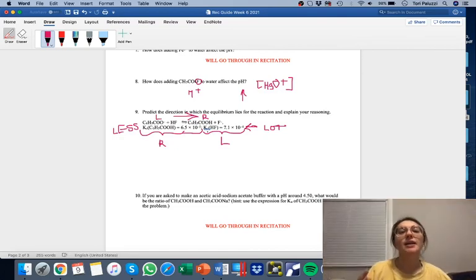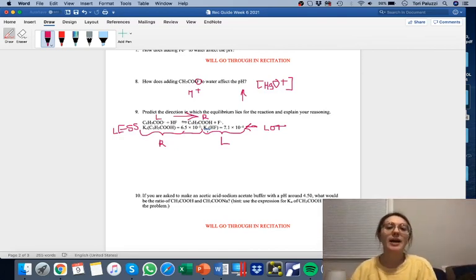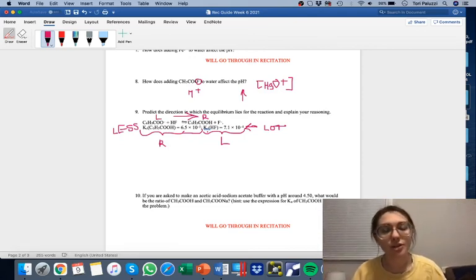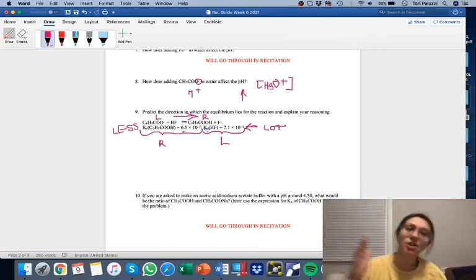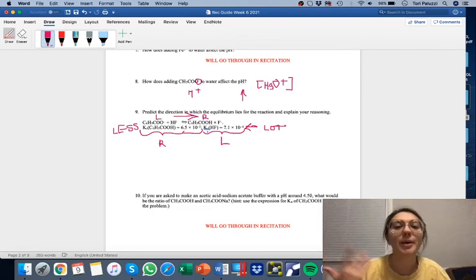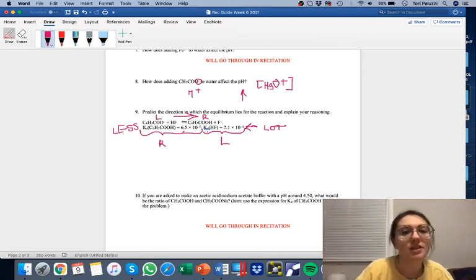That's because, again, if you have a lot of something on one side, equilibrium is going to want to make the forward and reverse rates equal. And to do that, you're going to want to get them to equate to each other. So if one side is not making as much, it's going to shift to that side in order to help it make as much. So that's why it's shifting to the right.